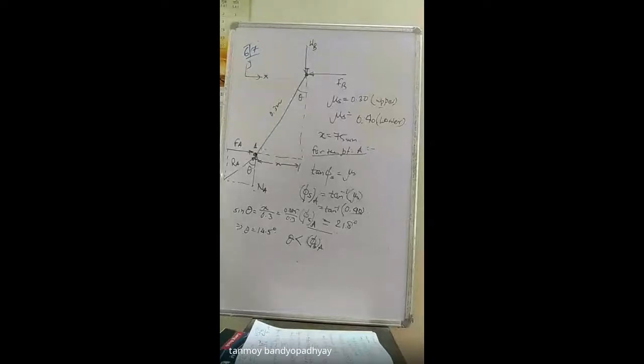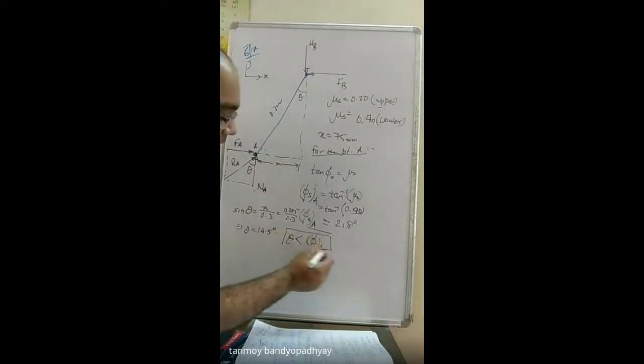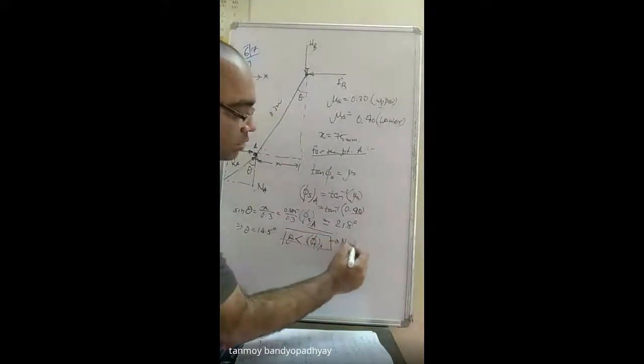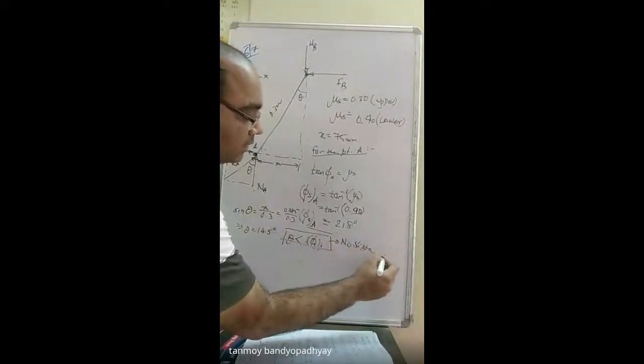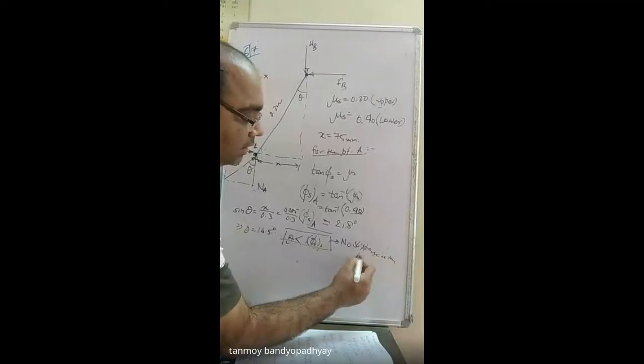Since theta is less than phi SA, phi SA you can understand, yeah? Frictional force divided by the normal reaction. That we did in the theory, just applying it to this problem. So theta is less than phi SA, so there will be no slippage at the contact point A.